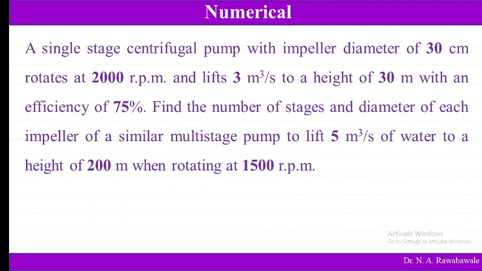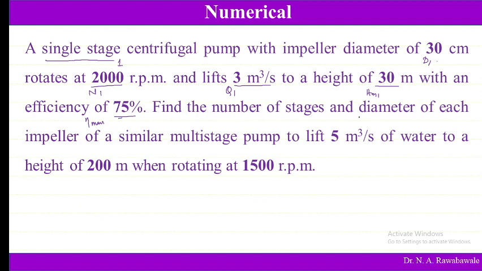A single stage centrifugal pump. So there are two pumps. This single stage centrifugal pump we call the first pump, with impeller diameter D1 of 30 centimeter, rotates at 2000 rpm N1, and lifts the water Q1 equal to 3 meter cube per second to a height Hm1. So Hm1 is 30 meter, with a manometric efficiency given as 75%.